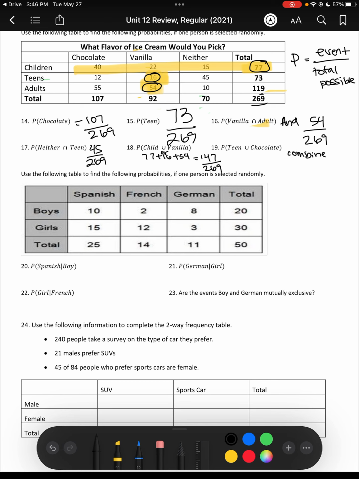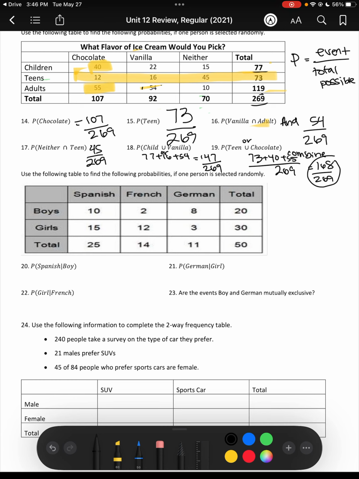Okay, same idea on this next one. This upside down U means or, combine those things together. So we're going to take all of our teens plus the other people who like chocolate. That looks like 73 plus 40 plus 55. By adding them together in this way, we're making sure we don't double count people, but also making sure we include everyone that we intended to include. So this comes out to 168 over 269.